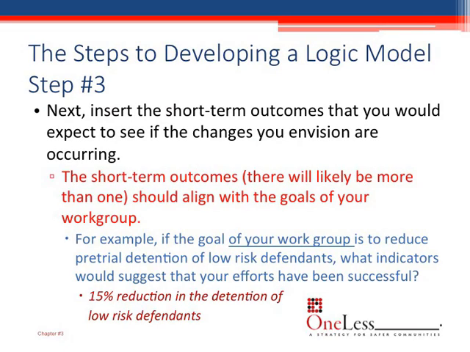The second step is to identify your short-term outcomes. In all likelihood, these are going to line up with the goals of your individual work groups. For example, your work group might have a goal of reducing the number of seriously mentally ill brought into the justice system, or reducing the detention rate of pretrial defendants. The ultimate impact in these examples is harm or risk reduction. The short-term outcomes might be a 15% reduction in the detention of low-risk defendants, or a similar reduction in the percentage of seriously mentally ill who are charged and detained.